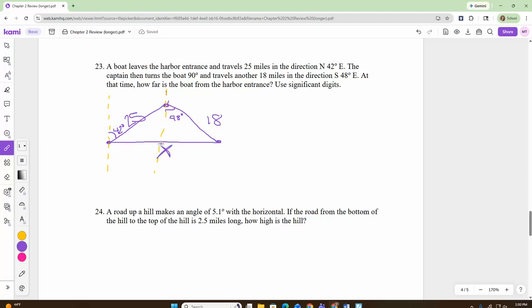Now, I ignored one really important piece of information in this problem. You turn 90 degrees. Did I even really need this bearing? No, because I told you this whole thing is a right angle. You have two sides in a right triangle. How do you get the third? Pythagorean theorem. We don't have to use the angles at all. X is across from the hypotenuse, so that's our C. So just 25 squared plus 18 squared equals C squared.